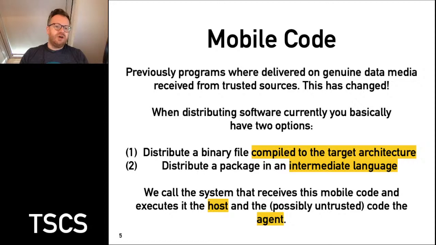Or in the case of Java, you get a package that is distributed in some intermediate language form. In this case, it's Java bytecode. Or for .NET, it's the IL code, the CIL code, the Common Intermediate Language, that is distributed and then just-in-time compiled to the target architecture. These are typically the two mechanisms you have, and then you download this code from the internet.